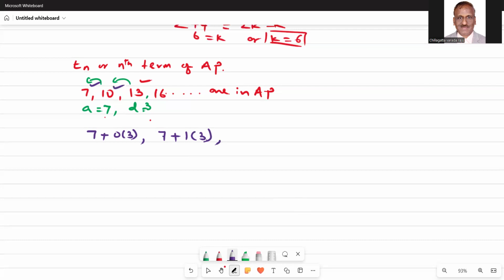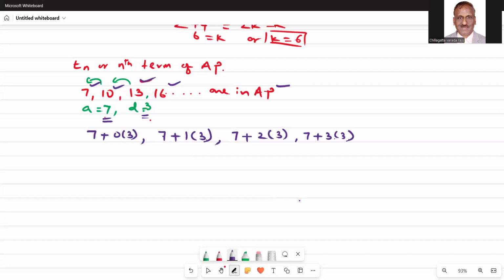And the third one, 7 plus 2 into 3. I am using only A and D and writing the given arithmetic progression. 2 into 3 is 6, 6 plus 7, 13. 13 is satisfying or not? Next term, if you want, 7 plus 3 into 3. That is 3 into 3 is 9, 9 plus 7, 16. So all the terms of the AP, we got by making use of only A and D. This example will help you to derive your general formula.